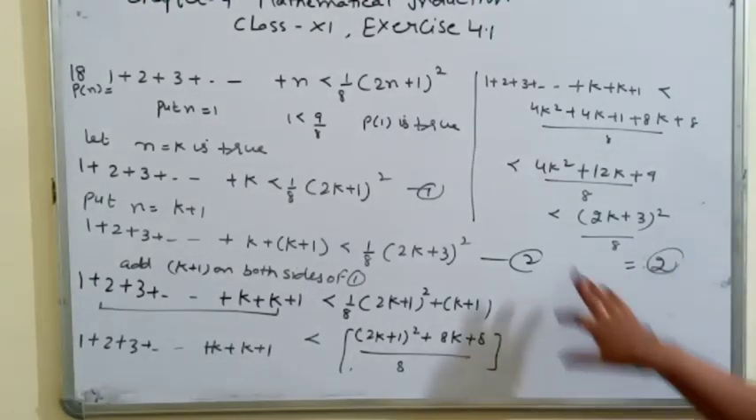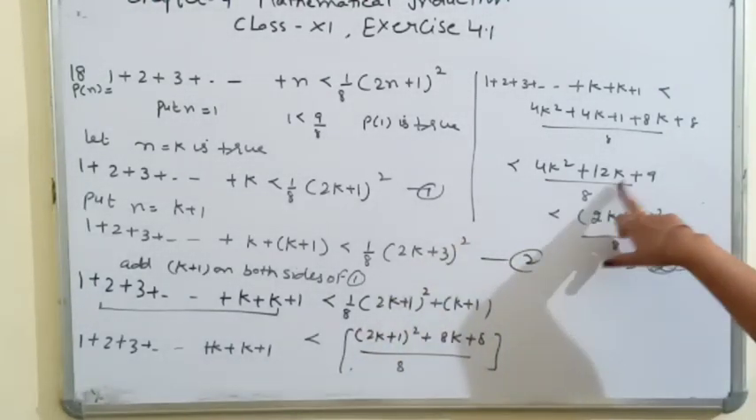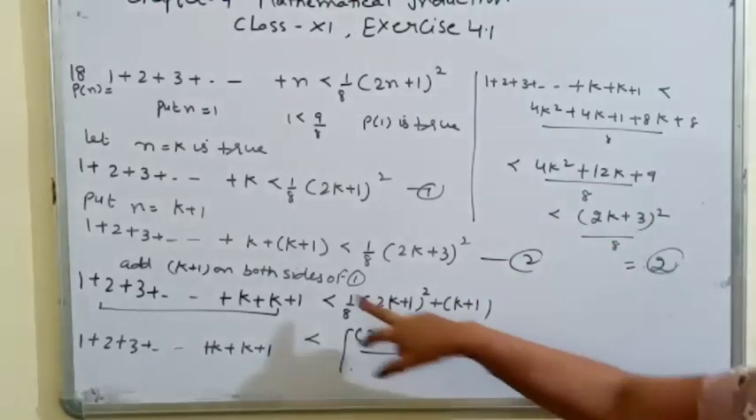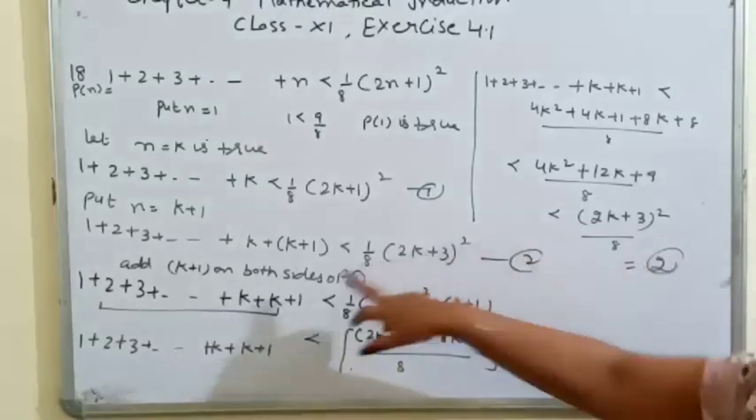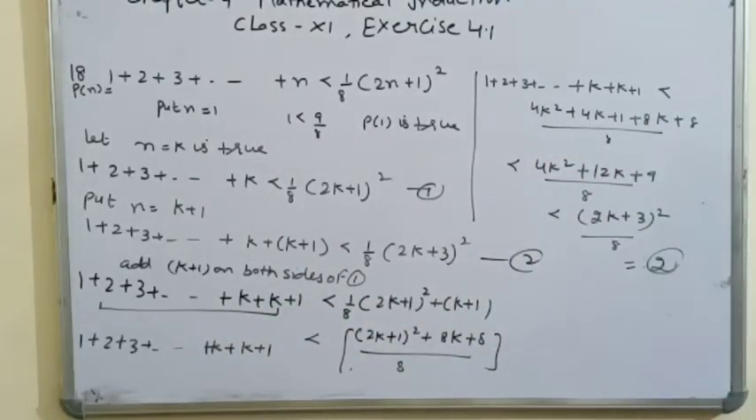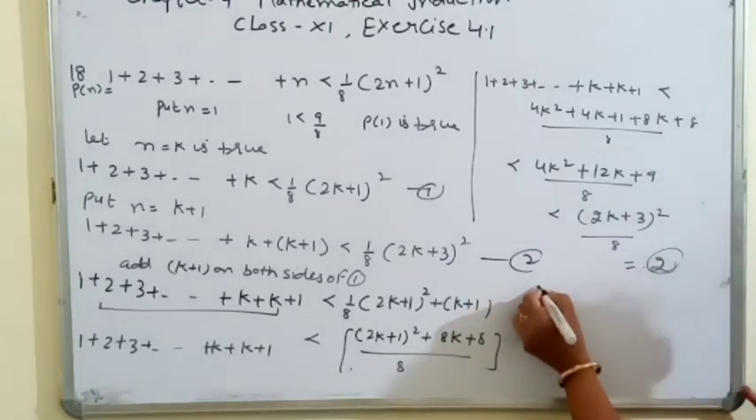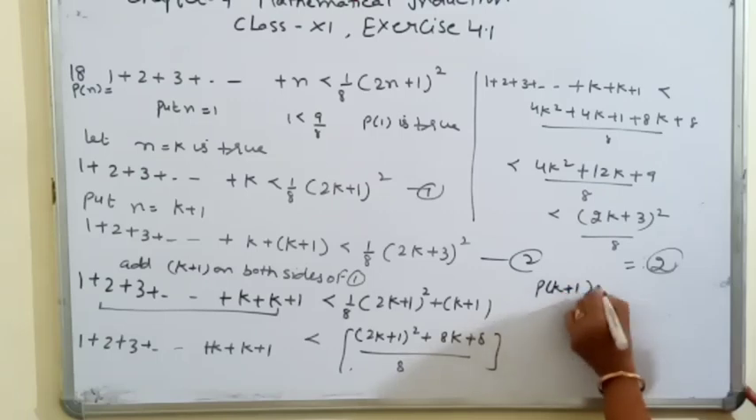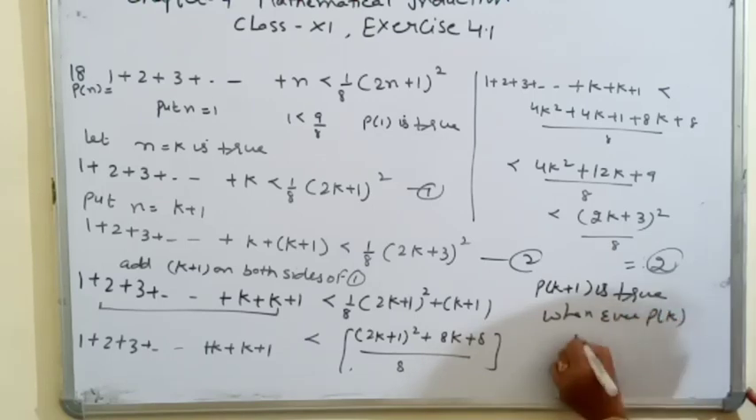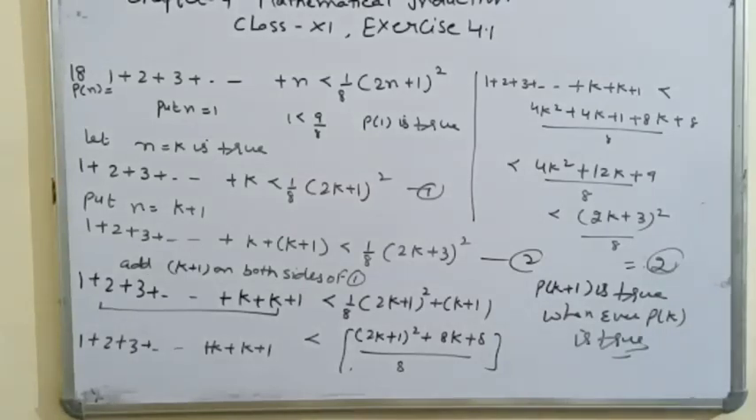You can see here 4k square plus 12k plus 9. This is the perfect square of 2k plus 3, and we have to prove the second result by adding k plus 1 on both sides. So here we can say that hence P(k plus 1) is true whenever P(k) is true. Now this was the result for question number 18.